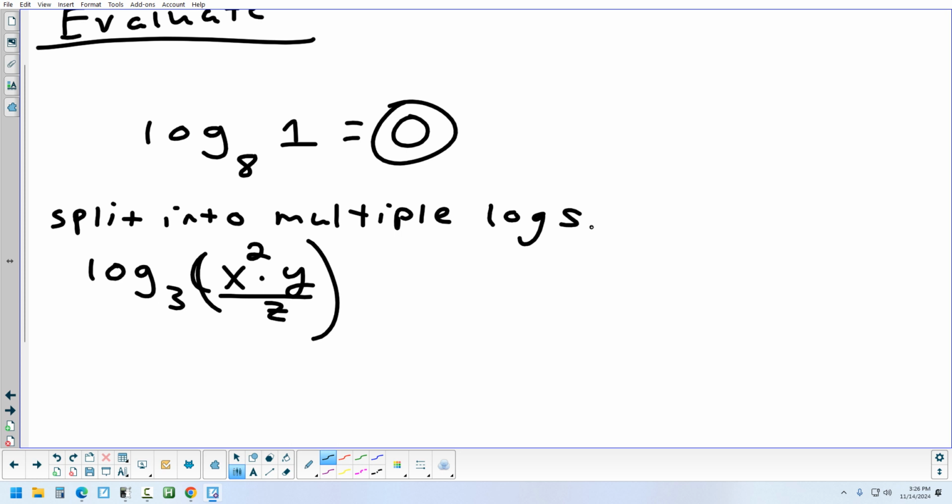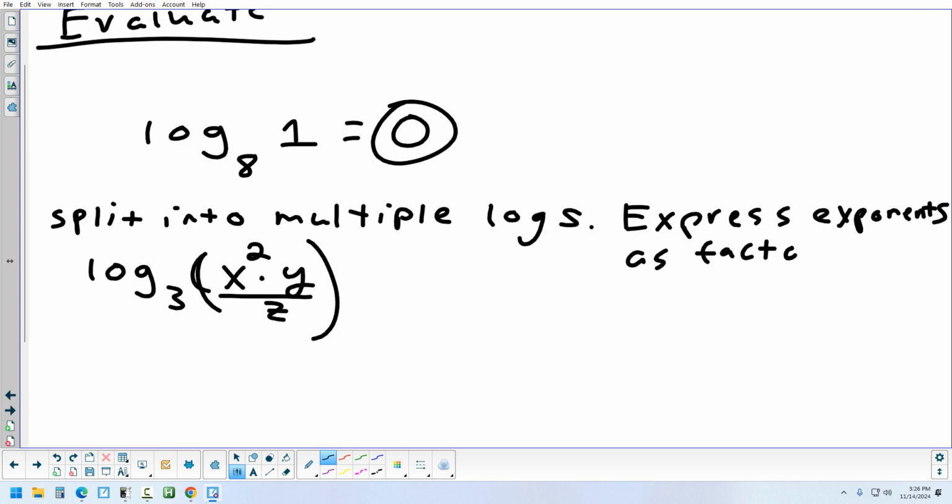And I want to make sure that we express exponents as factors. That means don't leave an exponent in the final answer. Okay. So express exponents as factors. Now this kind of problem, I could have done it two ways. I could have either given you one that was already split and you could combine it. In this case, I'm giving you one that's combined and I want you to split it. Okay, but both ways are important.